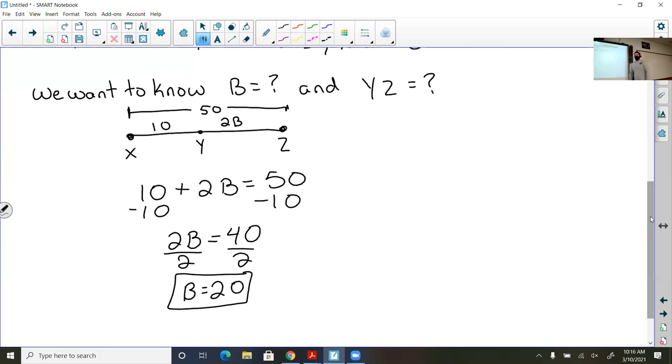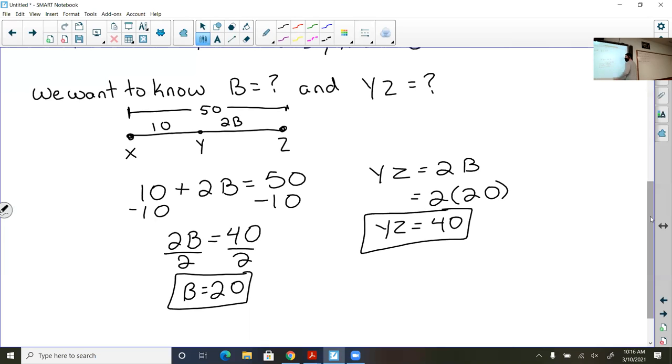So I have my first answer. b is 20. And then my second answer, which I could have figured out from the beginning, yz is 2b, which is 2 times our b value, which is 20. So I know that yz is equal to 40. And I said you could have figured that out from the beginning because 10 plus what is 50? So you could have realized that it was 40 as well.